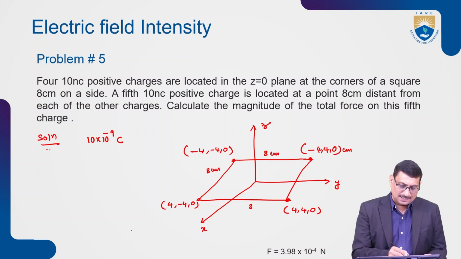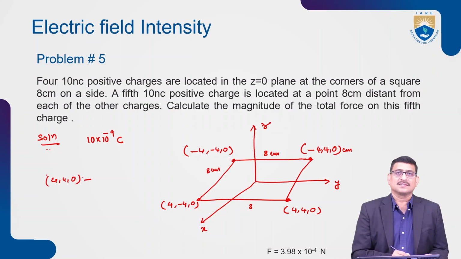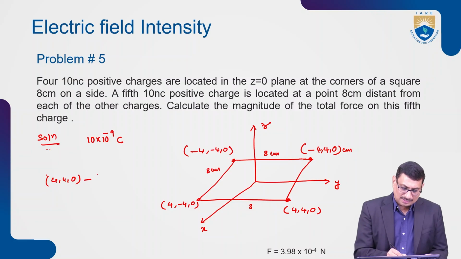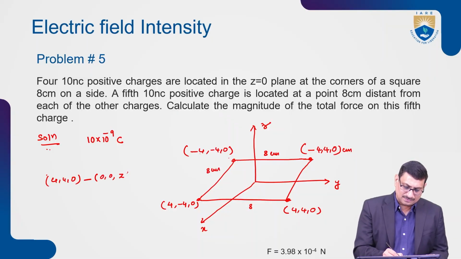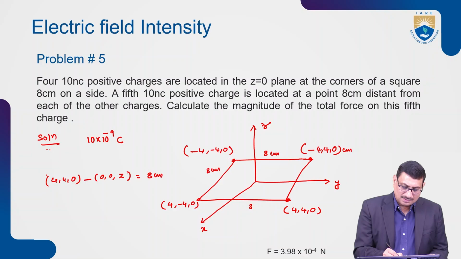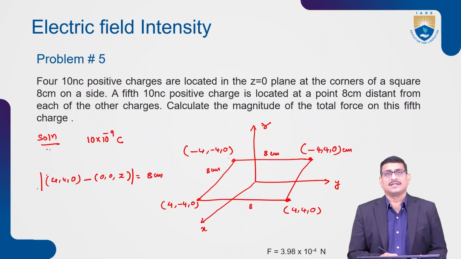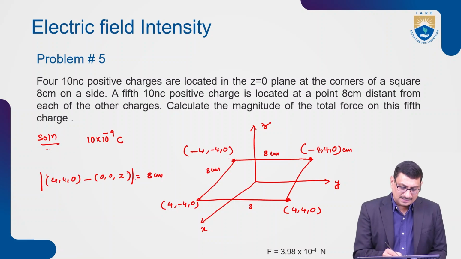So to calculate that, suppose I am taking the fifth charge, and it is located at some other point. Assume that it is at 0, 0, z on the z-axis, at a distance that we will calculate. The magnitude of this has to become 8 centimeters. Therefore, if I calculate this, then we may get it.